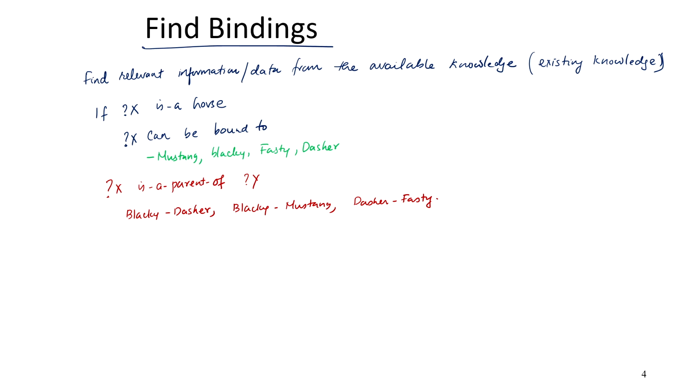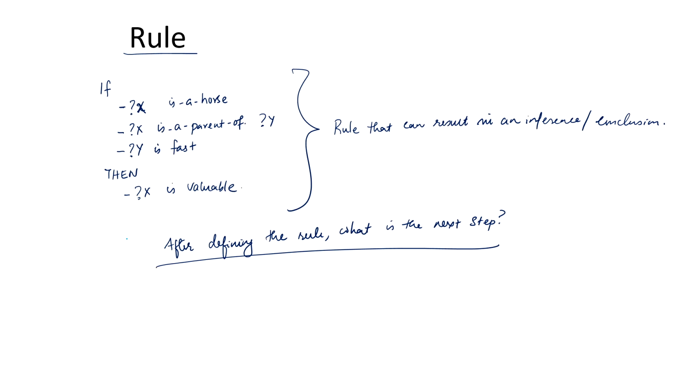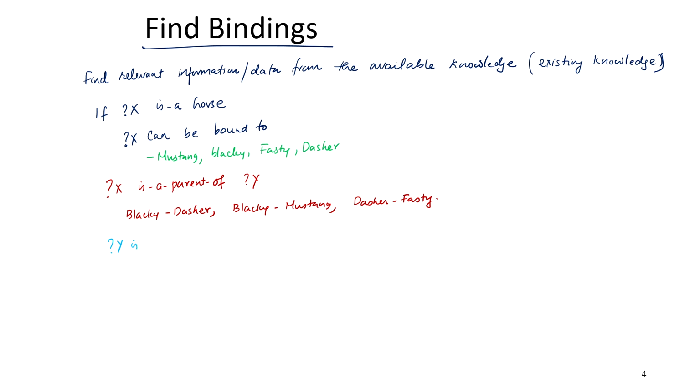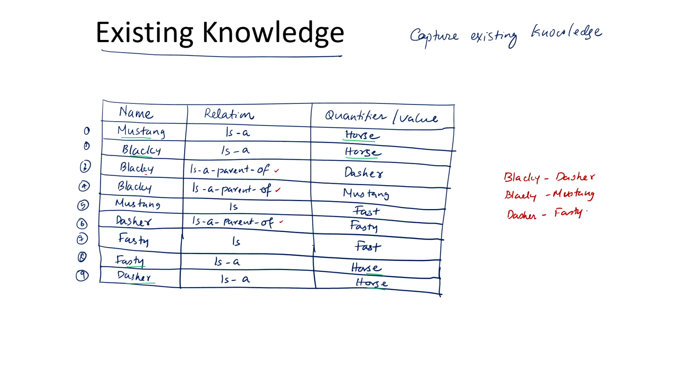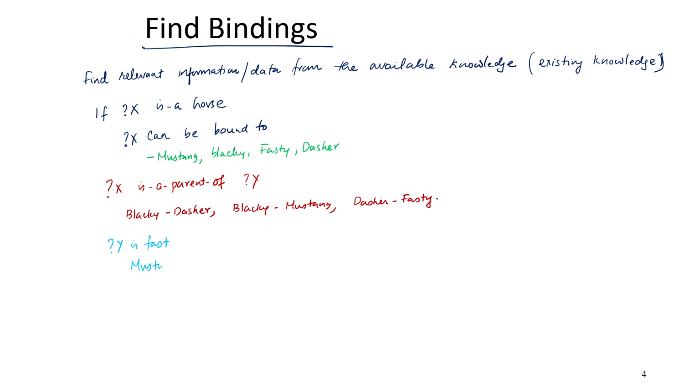Then the third binding is variable Y. If you look at the rule before, you can see that variable Y is fast. This is the third part of the rule. So how do we find the bindings? We go back to the data and look at who are the fast horses. Mustang is fast, Fasty is fast. Those are the only two fast ones. Okay. Mustang and Fasty.